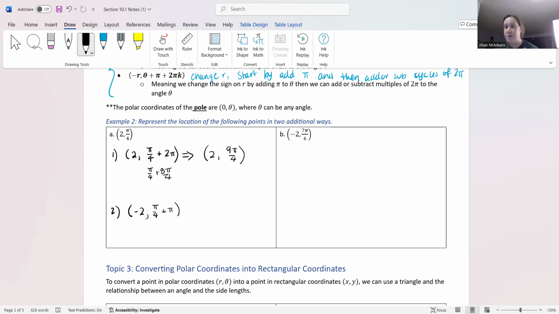So if we wanted to represent pi in fraction form with 4 as the denominator, we would just do 4 pi over 4. So we have pi over 4 plus 4 pi over 4, which makes this negative 2 comma 5 pi over 4. And if you have time, go ahead and try plotting those 2 points. Actually, let's go ahead and just do it. So we've got 2 comma 9 pi over 4, and then we have negative 2 comma 5 pi over 4, and then we have 2 comma just pi over 4.